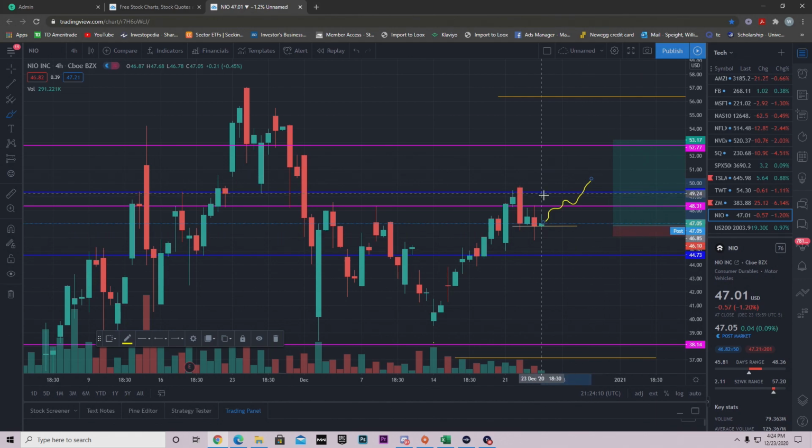So if you're bullish on NIO, this is the bullish case scenario where we push up to resistance at 48.31 and we continue this upward momentum. The next level we'd be looking at is 49.37. So let's take this one step at a time, guys. First, let's get above 48.31. We need to get above that first, and then we can look at this level at 49.37.